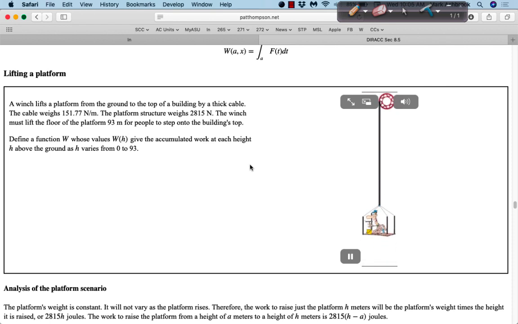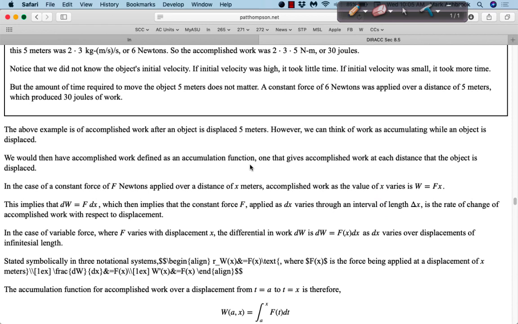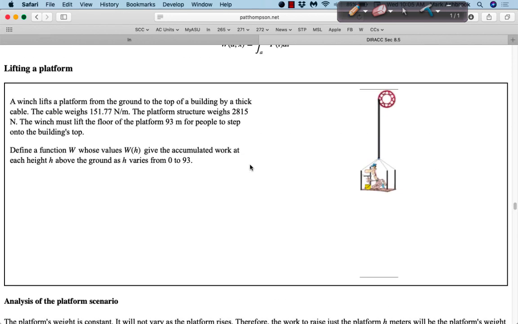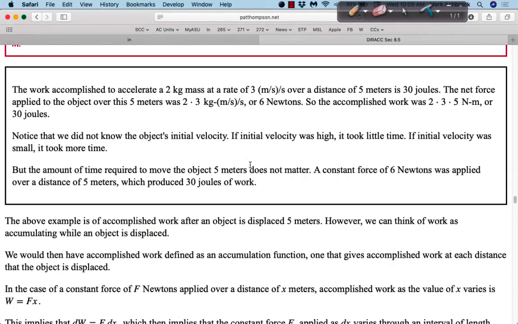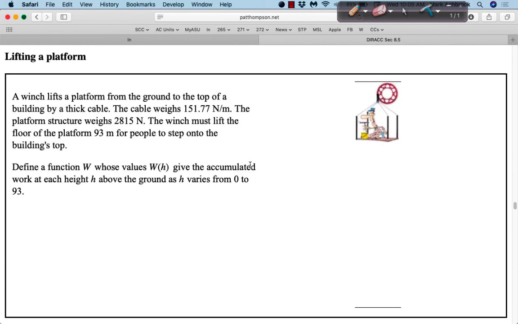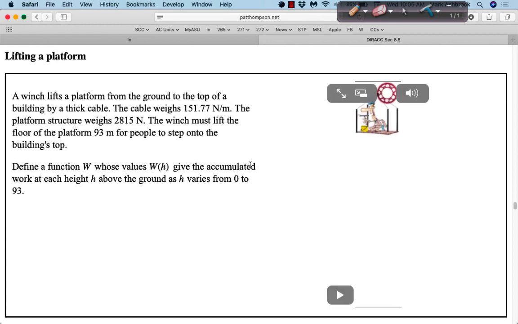So we have a winch. Where'd it go? So a winch lifts a platform. A winch is this gear here, this thing that rotates. And it lifts the platform from the ground to the top of the building by a thick cable.